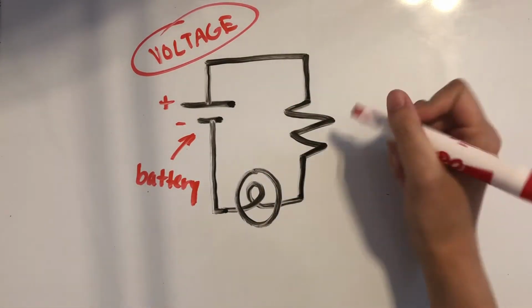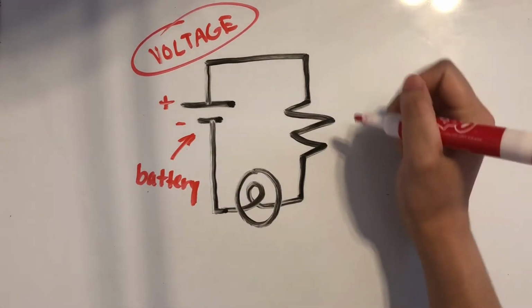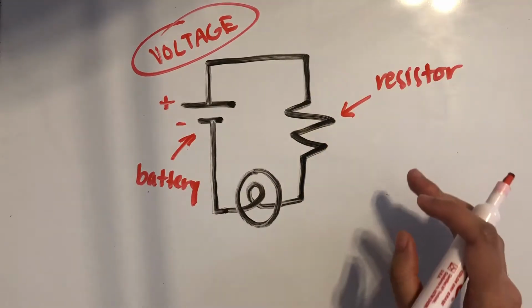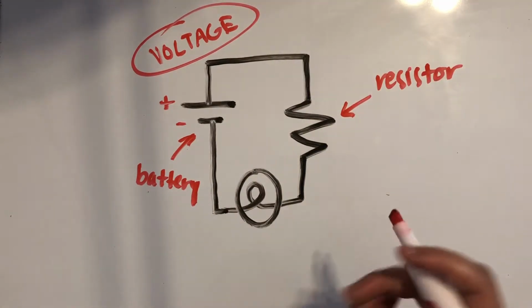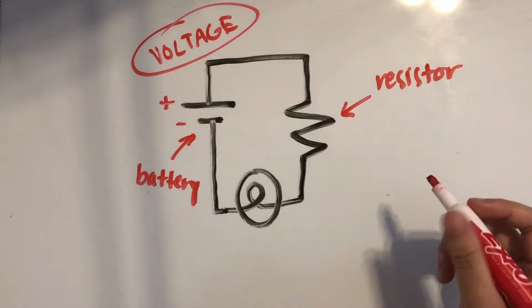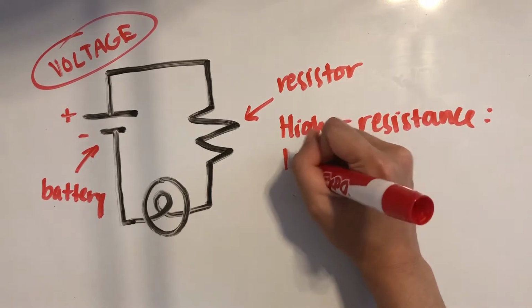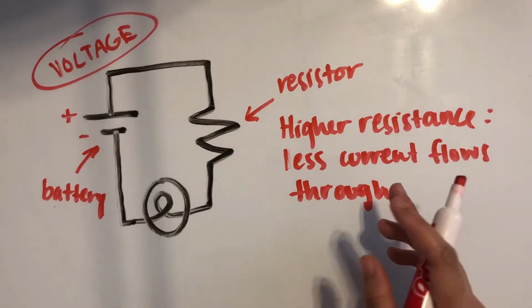And on the right here, we have one of the most important things that you'll need to know about in a standard physics class, and this is called a resistor. So resistors pretty much do what they're named after. They resist the electric current flowing through the wire, meaning that the higher the resistance, the less current will flow through. But what exactly is current?